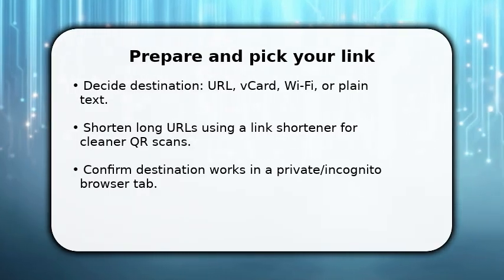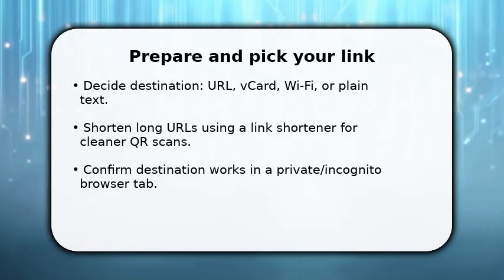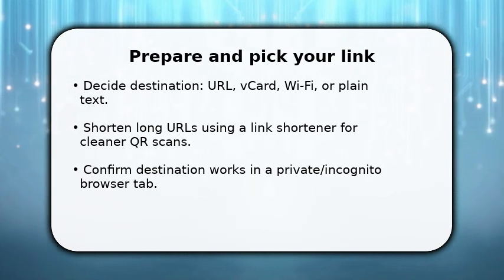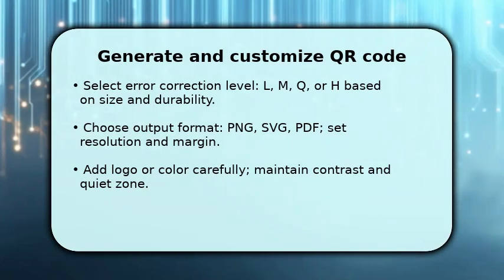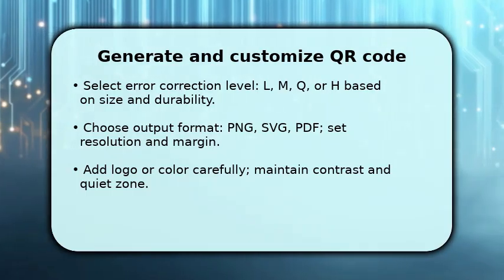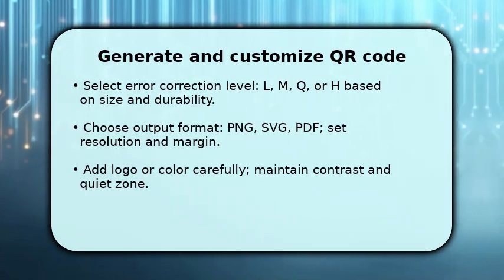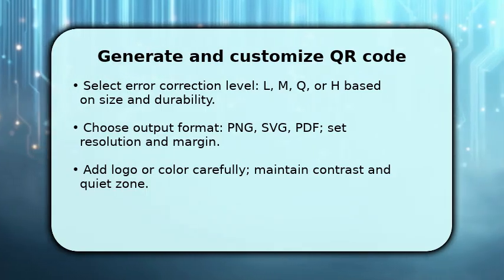Now that your final link is verified and concise, you're ready to pick a QR generator and set encoding options for the next step. You paste the final URL into the generator and choose an error correction level. Higher correction helps damaged prints but increases data density. Once set, pick output format, SVG for scalability, PNG for easy use, and set resolution and margins to ensure scanning.